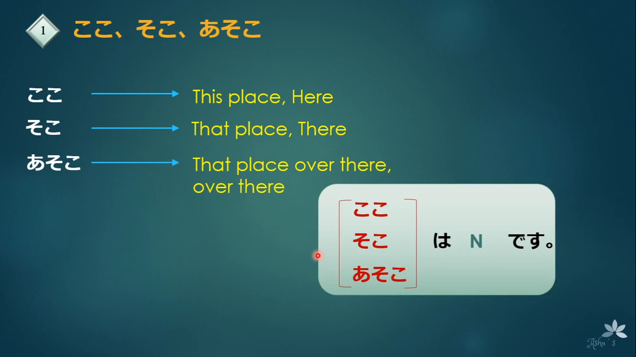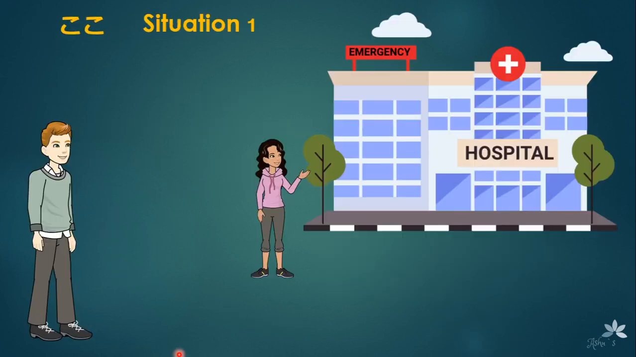Here we will be making sentences using koko, soko, asoko, wa, and N desu. Okay, the first sentence pattern will be koko, soko, asoko, wa, N desu. The N here should always be a place. Let's understand this with few examples.